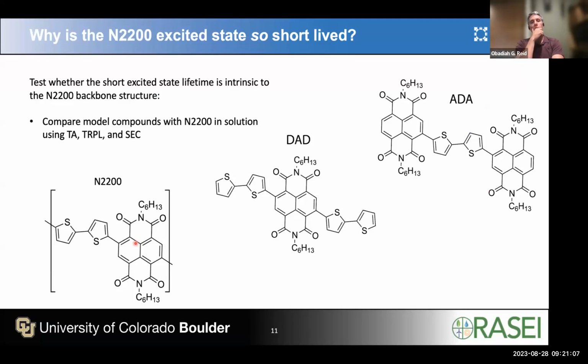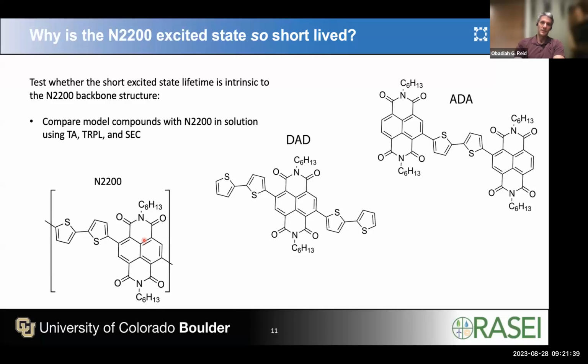So Seth's group was able to make these very nice model compounds, giving you the essentially donor-acceptor-donor structure and the acceptor-donor-acceptor structures, so that we could start getting at this question, where these we can dissolve directly in solution, and because of their molecular nature, you're going to get sharper spectra. It's just going to be, I think, easier to figure out what's happening in these model systems, and then we can compare it to N2200 and see how that works.